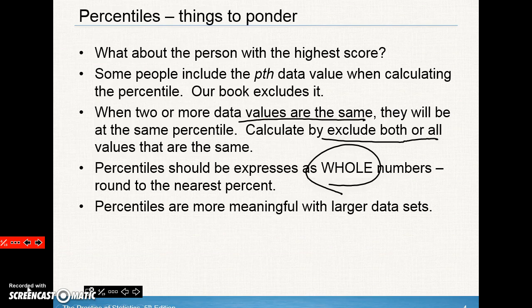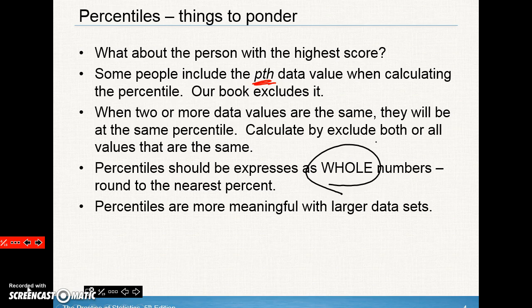Okay, when you're talking about percentiles, things we want to consider are the following. What about the person with the highest score? How does that work? Suppose you have 10 people in your group and somebody is at the top of the list, then 9 out of 10 scored less. So that person would be at the 90th percentile, even though they scored the highest score. Some sources include the data element, but we are not going to include it. Our book, and I believe this course actually accepts the data either way, so it doesn't really matter. But in our book, we exclude the P data value, sort of like the X data value.